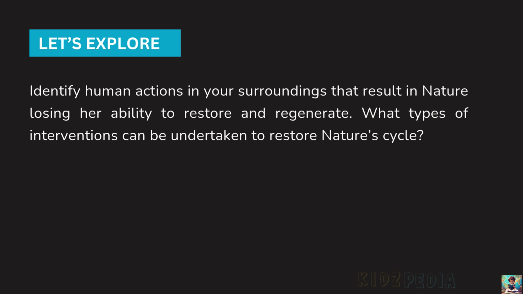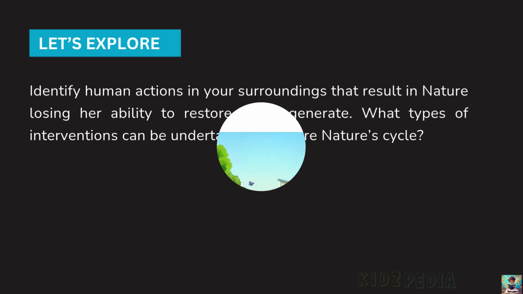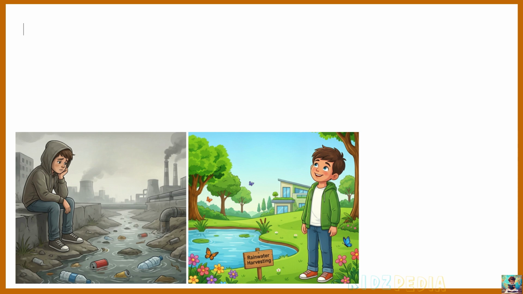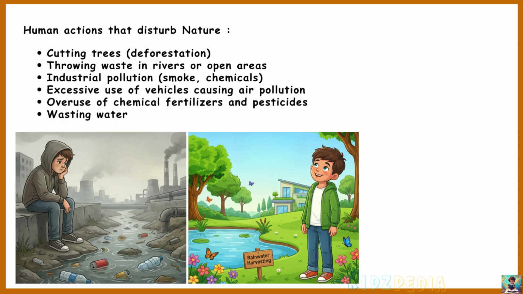Let's explore. Identify human actions in your surroundings that result in nature losing her ability to restore and regenerate. What types of interventions can be undertaken to restore nature's cycle? So now you need to identify harmful human actions. That is, you need to observe your surroundings and think what are people doing that harms nature. Examples like cutting trees, pollution, throwing waste in rivers, and then suggest solutions.